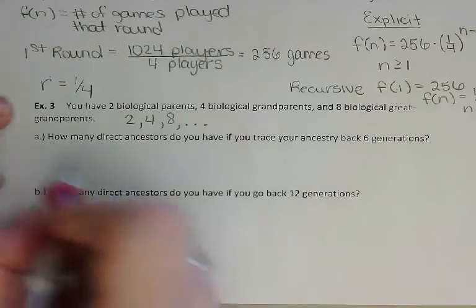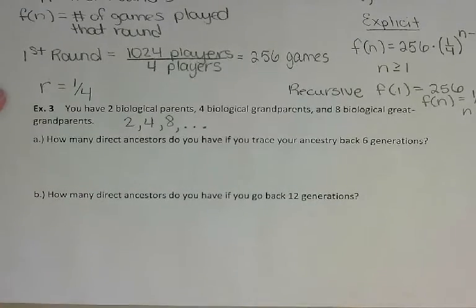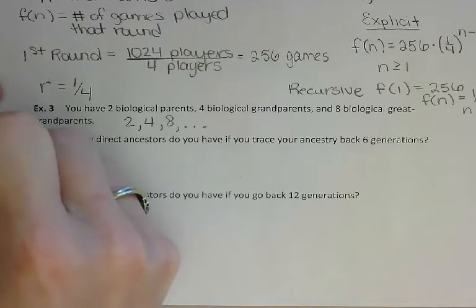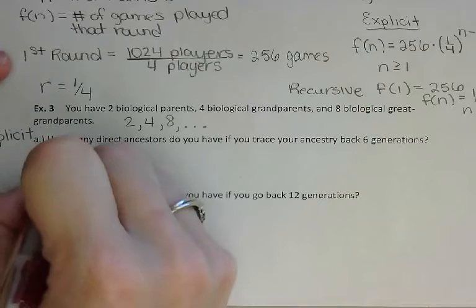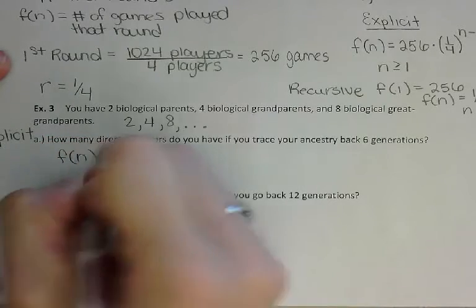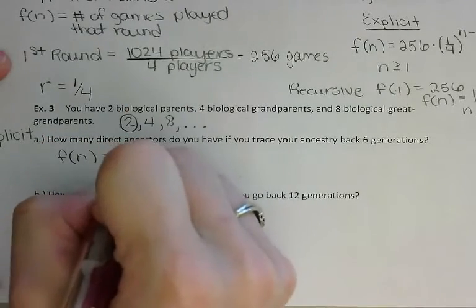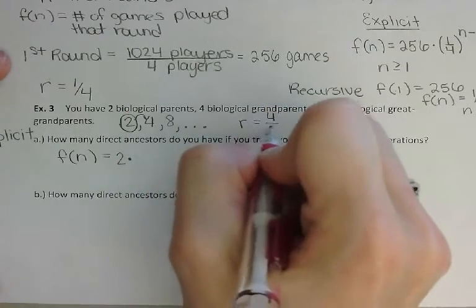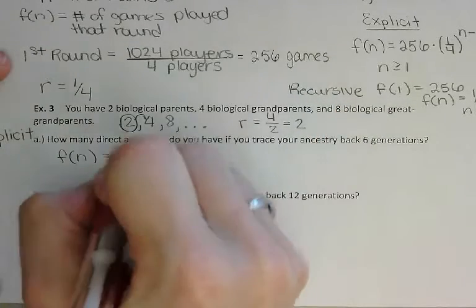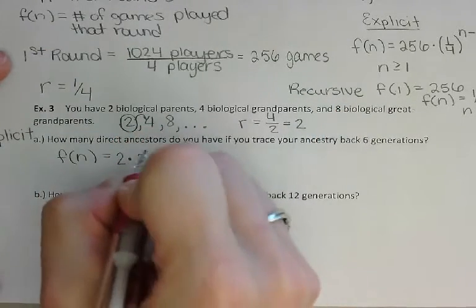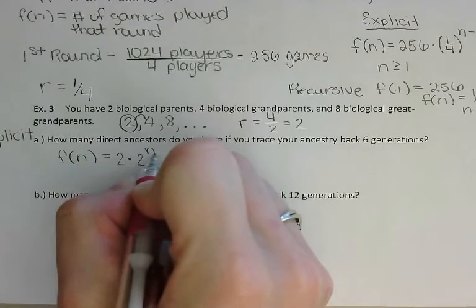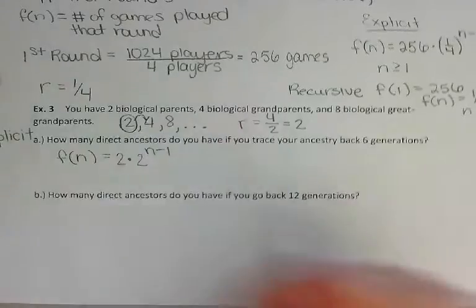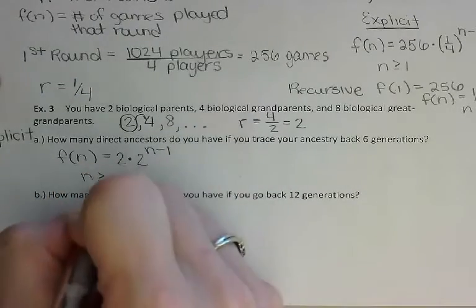All right, so it doesn't necessarily tell me which one to write this in. So let's go ahead and just write this one in explicit. All right, so we're going to say f of n equals our first term, 2, times our common ratio. So remember, the ratio is the second term divided by the first. So our common ratio is 2, they're multiplying by 2 every time. Now you guys need to say, is this n or is it n minus 1? Well, because we're talking about the first generation of parents, that would start off at 1. So we'll say n greater than or equal to 1.